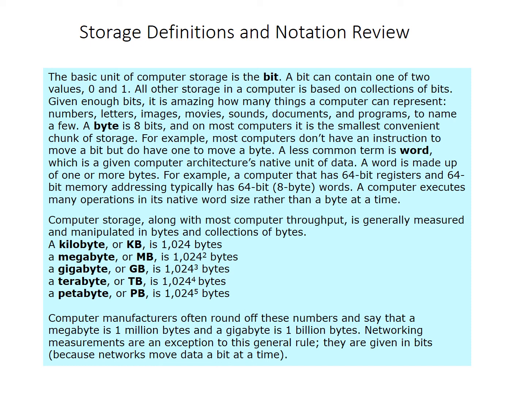Computer manufacturers often round off these numbers and say that a megabyte is 1 million bytes and a gigabyte is 1 billion bytes. Networking measurements are an exception to this general rule. They are given in bits because networks move data a bit at a time.